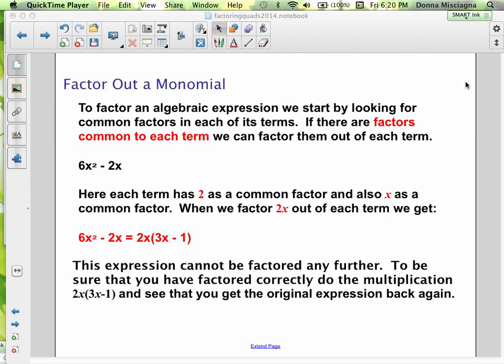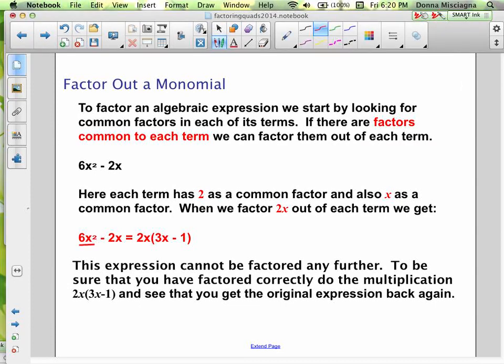When we factor 2x out of each term, we're going to divide 6x squared by 2x, and we would divide negative 2x by 2x. You've got to make sure that you write what you're dividing by, because we're not getting rid of any terms, we're just rewriting it. Make sure you write what you're dividing by as one factor, and then you divide each of those terms by that factor. So 6x squared divided by 2x would be 3x, because 6 divided by 2 is 3, and one of the x's would cancel. And negative 2x divided by 2x would be negative 1.